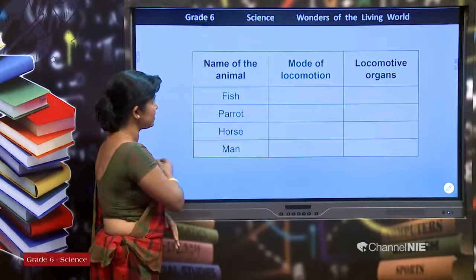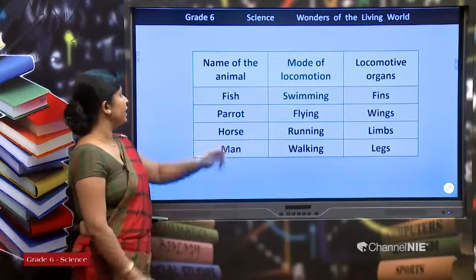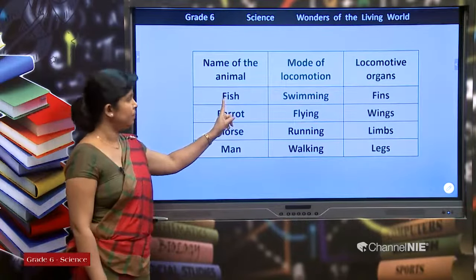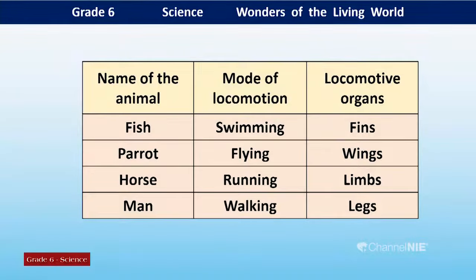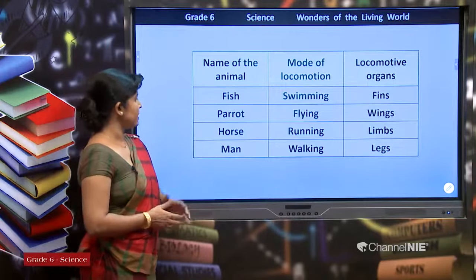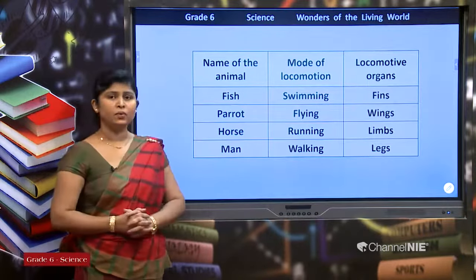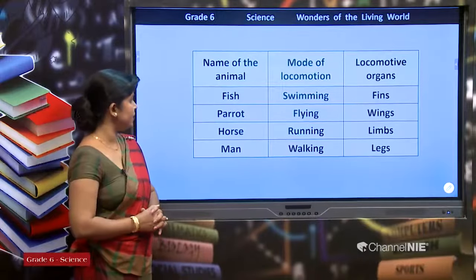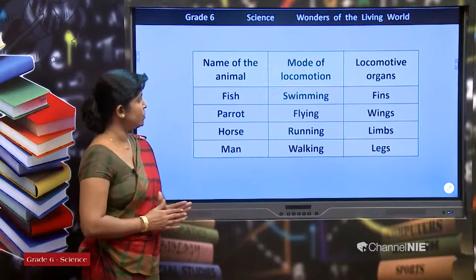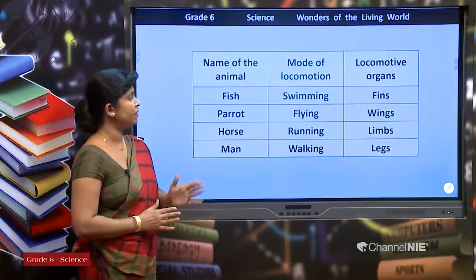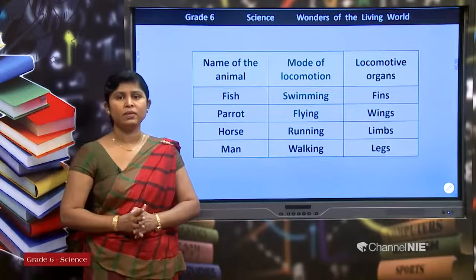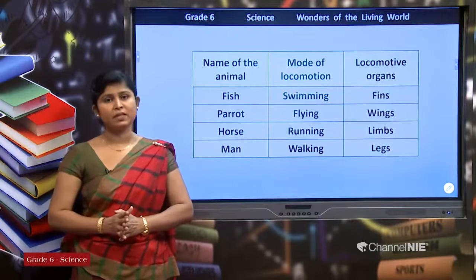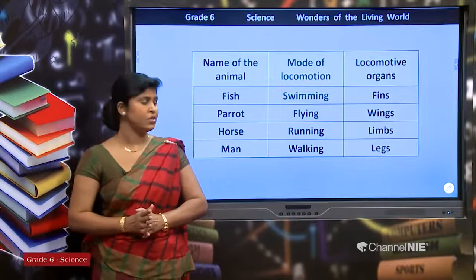Let's see the answers. Yes. Name of the animal is fish. The mode of locomotion is swimming and they use their fins for locomotion. Right. Let's take the second one. Parrot. You know that the parrot is a bird. Its mode of locomotion is flying and the locomotive organs that are used for flying are wings. You know that the birds have got wings. They use wings for their locomotion.